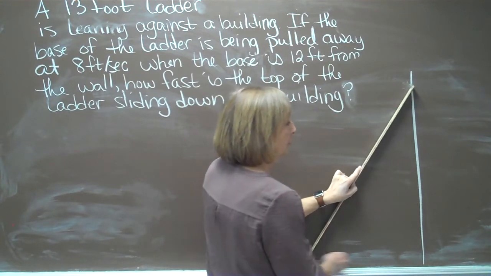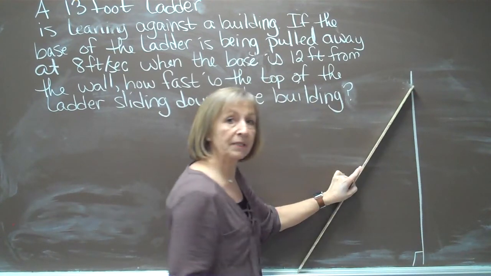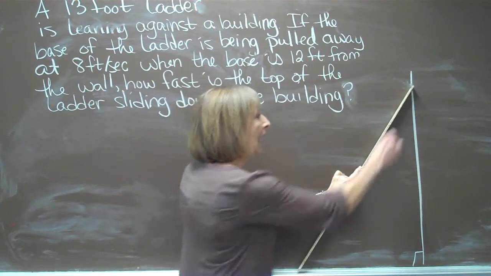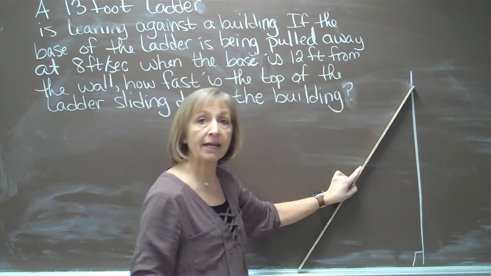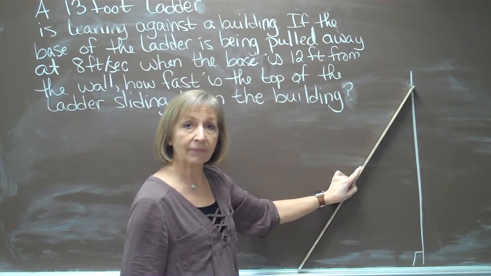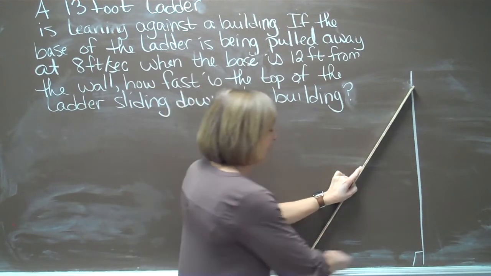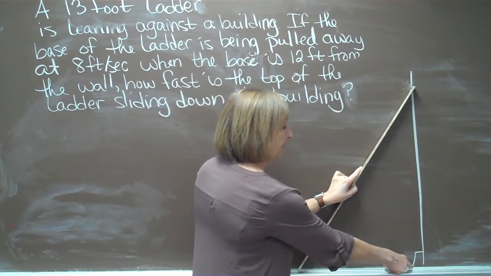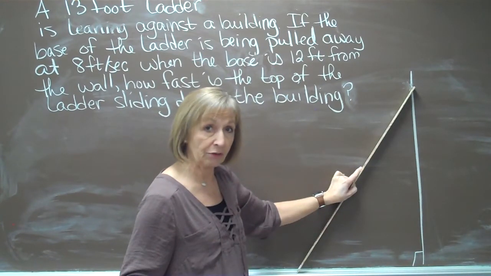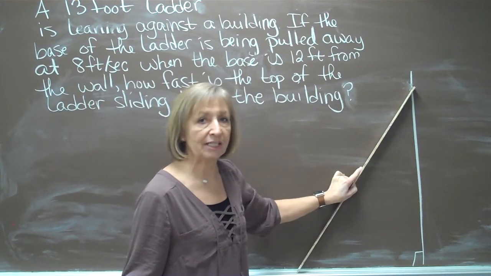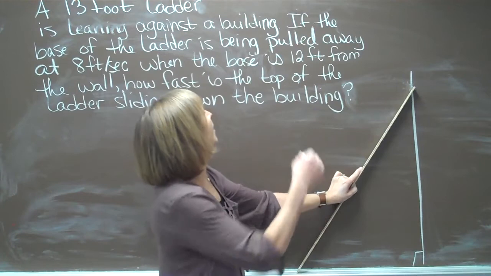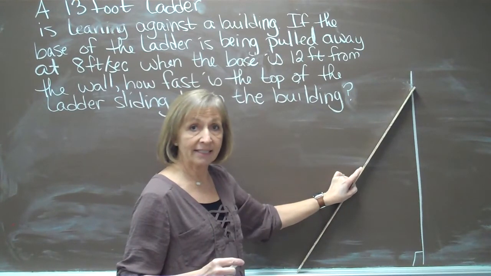For this, we also are assuming that the building is perpendicular to the ground and the ground is level ground. So we have a right triangle in our diagram. While the distance of the ladder from the base of the building and the distance of the ladder tip from the ground are changing throughout, something that's not changing is the length of the ladder. That length of the ladder is always 13 feet.